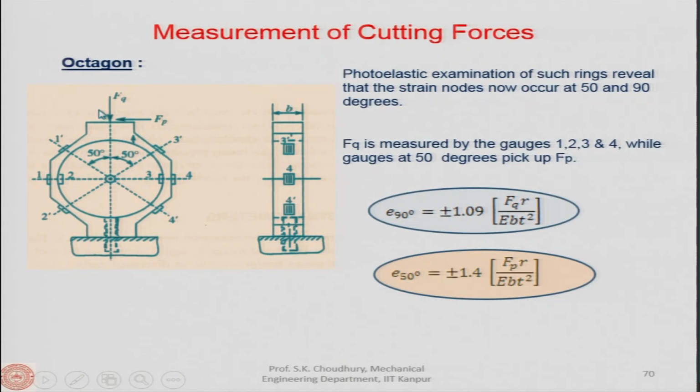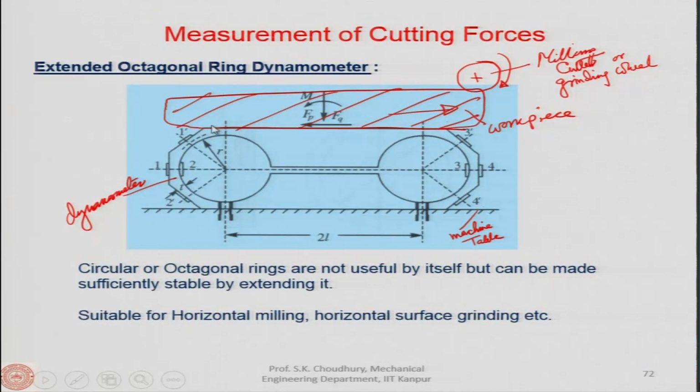Let us say we are using this kind of octagonal structure in the dynamometer for grinding. In case of grinding the forces may be very high. In case of milling the forces may be very high, and the octagon structure itself may not be able to withstand the magnitude of forces applied during the milling process or the grinding process. In that case, what is done is that it is extended.